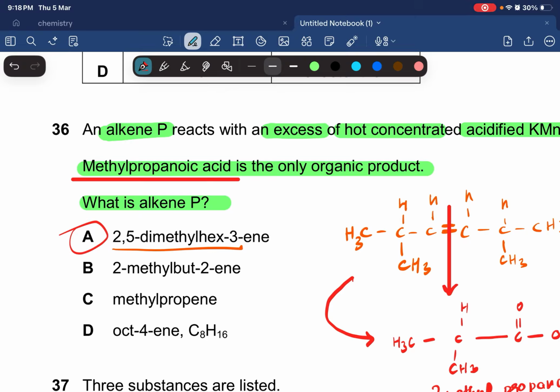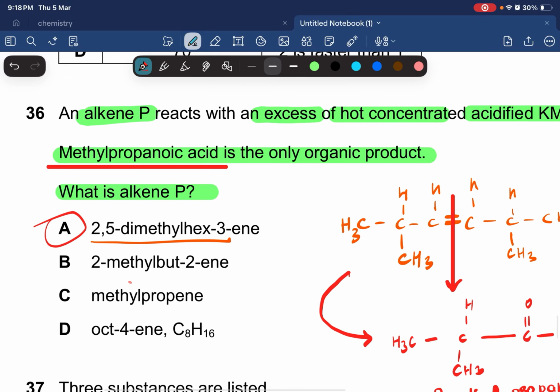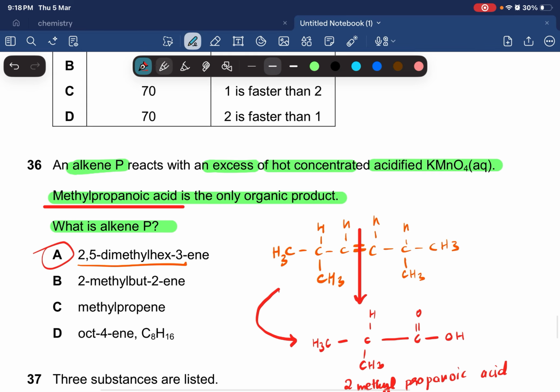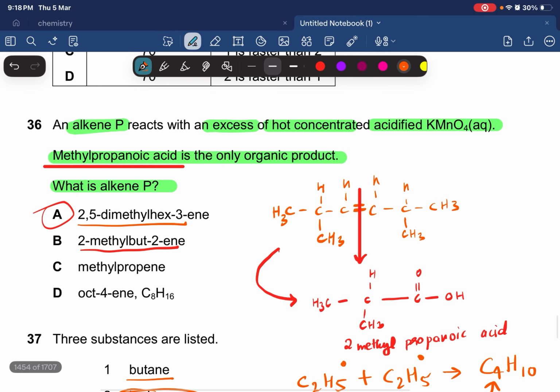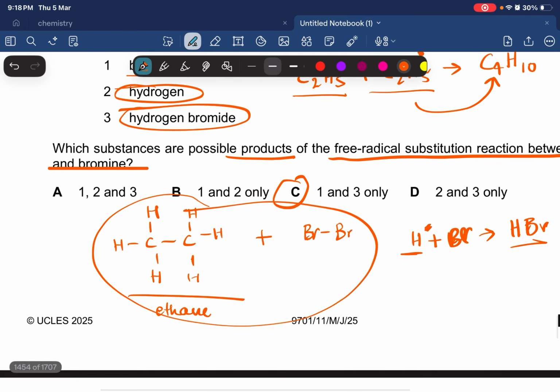But because I know I'm sitting in an exam and have a little bit of time, I'm going to check other options as well. Okay? 2-methyl butene. No worries at all. What are we going to do? Copy this stuff and draw everything. Copy and delete.